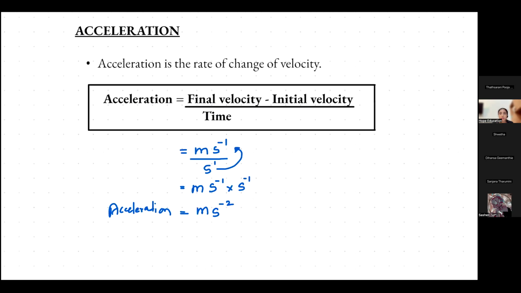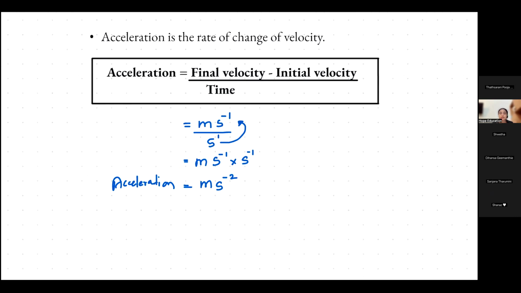Did you all write? Did you all write this part already, or do you need some time to write? Finish. Others?